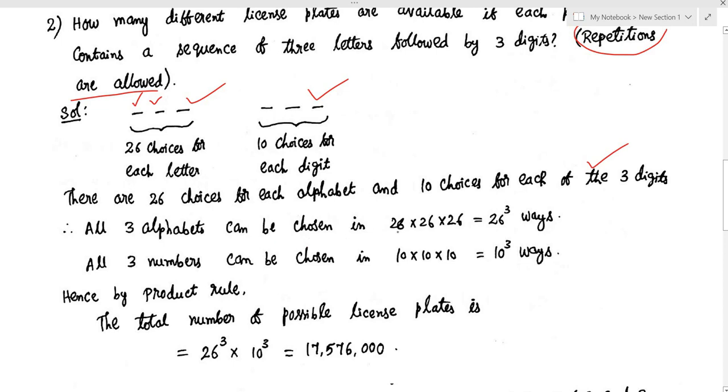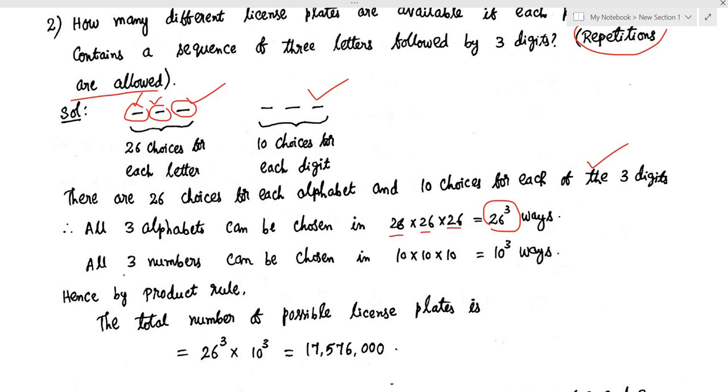All alphabets can be chosen in how many ways? Here out of 26 we can choose any one alphabet. Similarly, here also out of 26 we can choose any one alphabet. In the third place also we can choose any one alphabet from 26. So here it comes 26 into 26 into 26. We will be getting 26 power 3 ways.